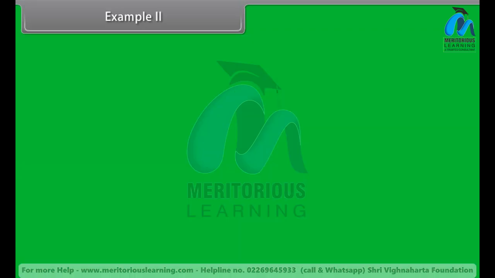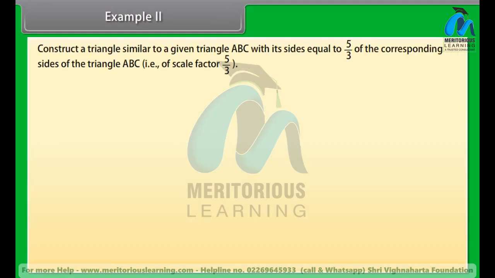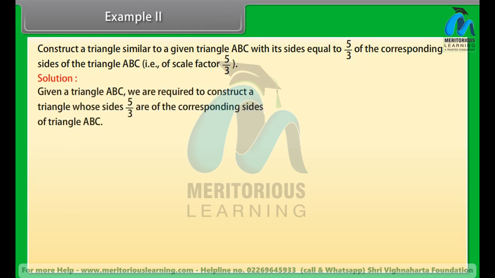Example 2. Construct a triangle similar to a given triangle ABC with its sides equal to 5 by 3 of the corresponding sides of the triangle ABC, that is, of scale factor 5 by 3. Solution. Given a triangle ABC, we are required to construct a triangle whose sides are 5 by 3 of the corresponding sides of triangle ABC.